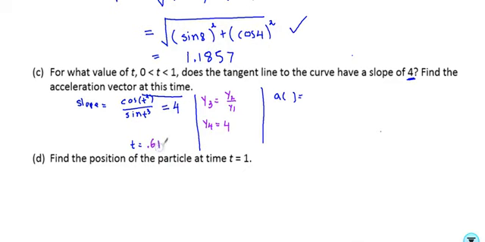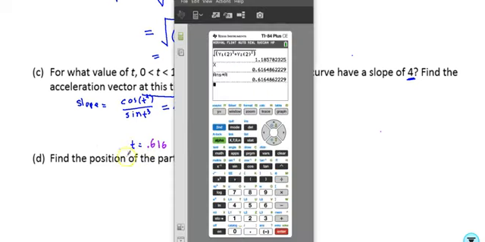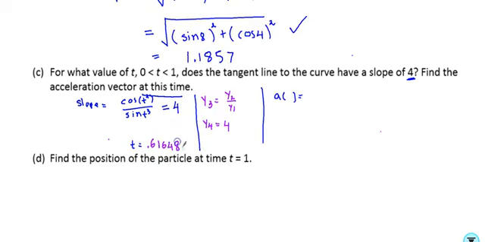Normally there is a rubric where you get 1 point if you find the correct t value. So 0.61648. Now find the acceleration at this time t. The acceleration at t equal to 0.616, what's that going to be? You don't have to show it by hand. You are not going to find the derivative by hand and substitute.